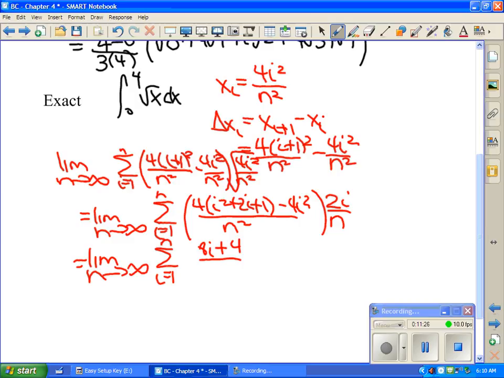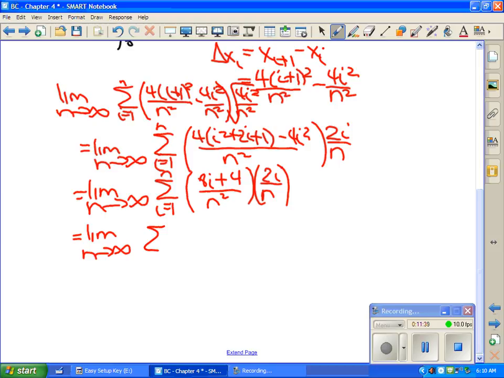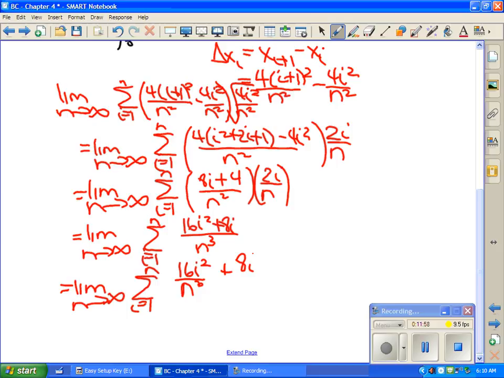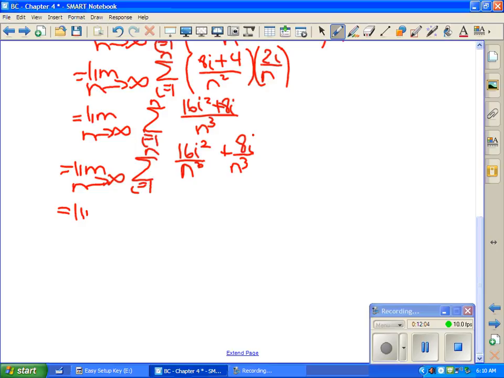Distribute it out: limit as n approaches infinity, summation i equals 1 to n, of 16i squared over n cubed plus 8i over n cubed. And now I am going to separate it. So I'm going to have 16i squared over n cubed plus 8i over n cubed. Now if I use my summation formulas, I get the limit as n approaches infinity, 16 over n cubed, and the summation formula for i squared was n times n plus 1 times 2n plus 1 all over 6. The summation formula for i is n times n plus 1 over 2.